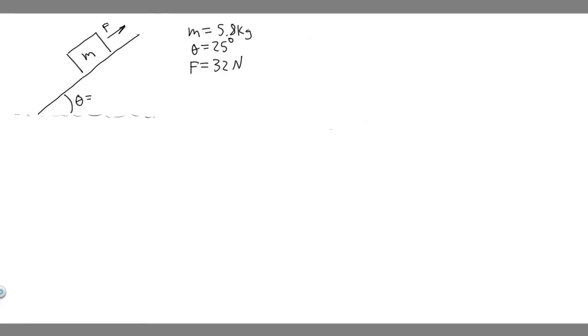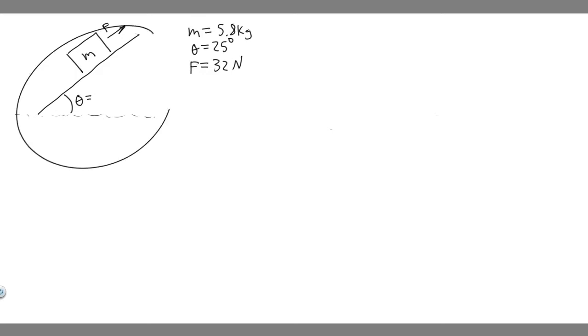In this problem, we're told a block of mass m equal to 5.8 kilograms is pulled up a 25-degree incline as in this figure, with a force of magnitude F equals 32 newtons. Find A, the acceleration of the block if the incline is frictionless, and B, find the acceleration of the block if the coefficient of kinetic friction between the block and the incline is 0.1.